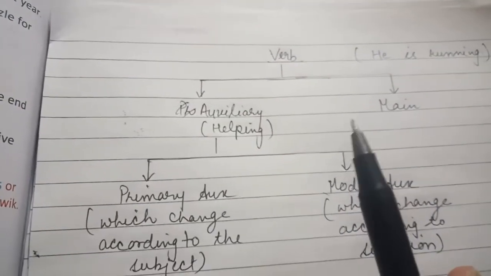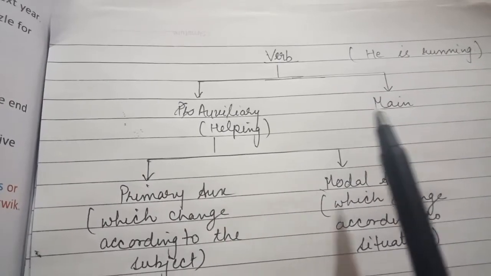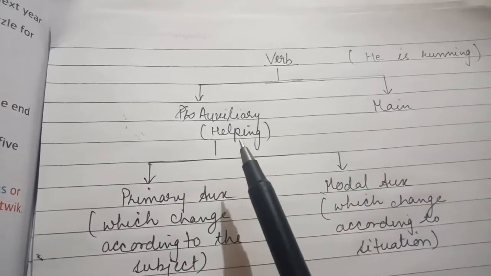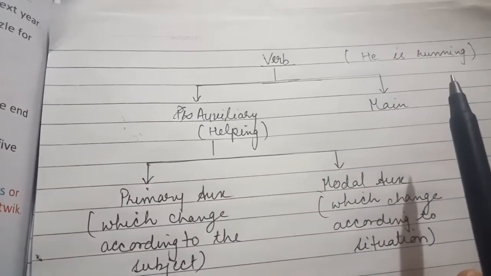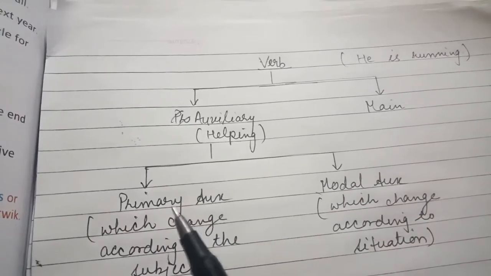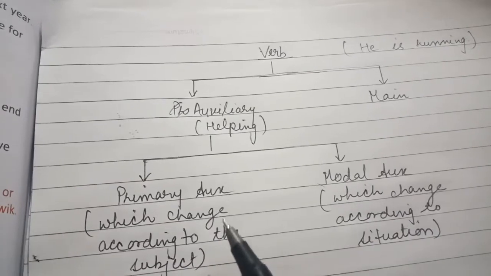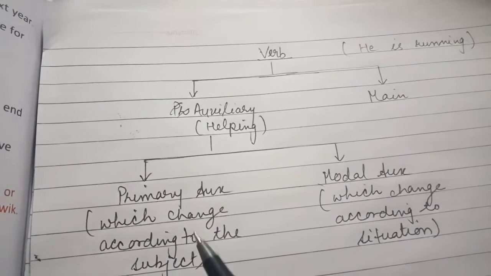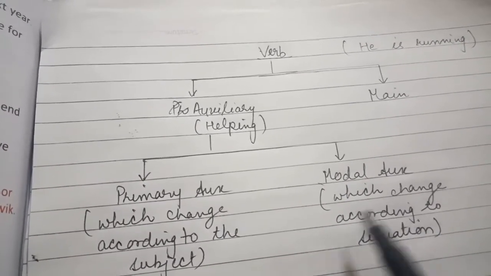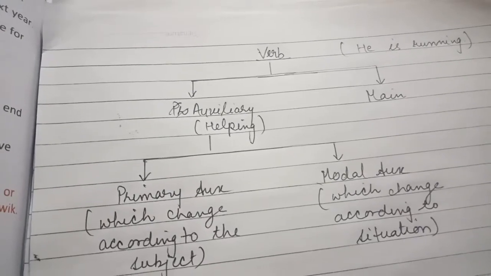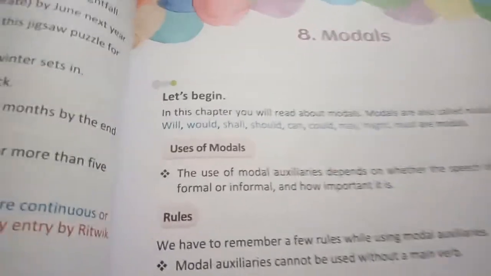So now this is actually the basic of verb divided into auxiliary and main. Auxiliary helps the subject to attach with the main verb. Auxiliary is divided into two, primary and modal. Primary changes according to the subject and tense. Modal changes according to the situation. Now let's start the chapter.